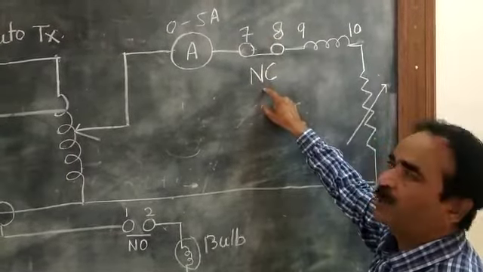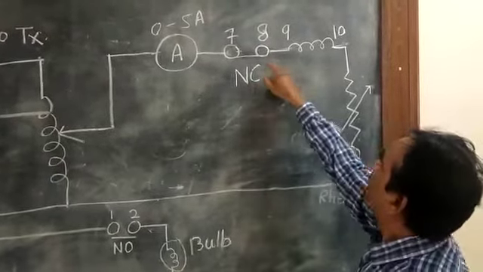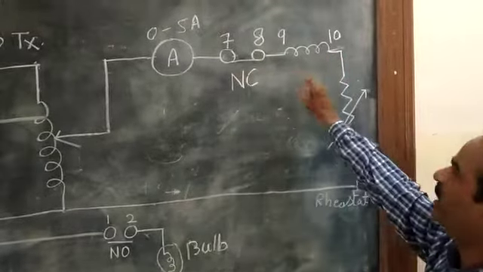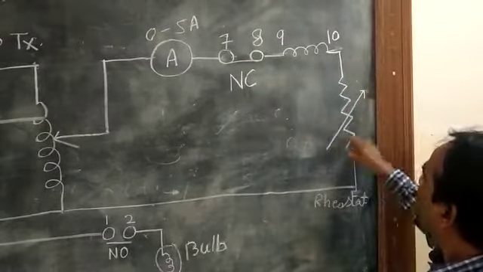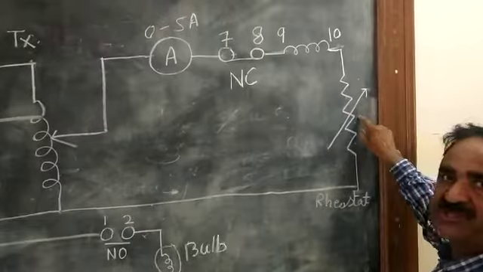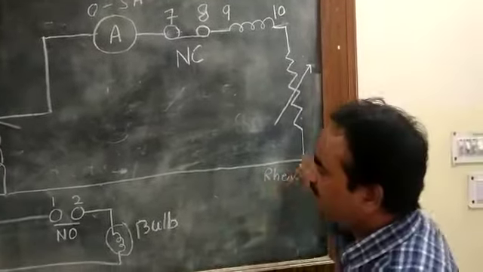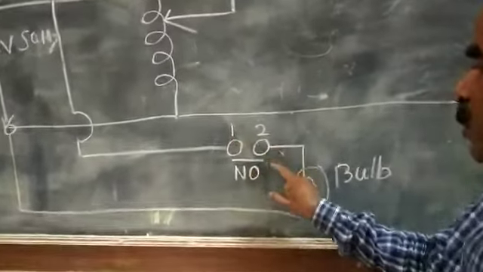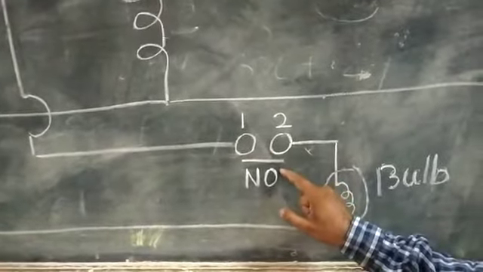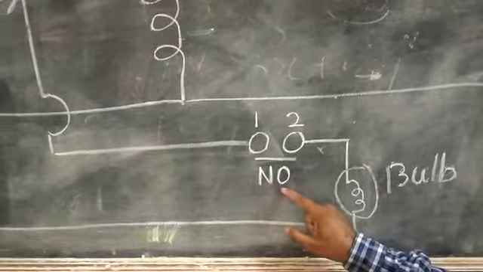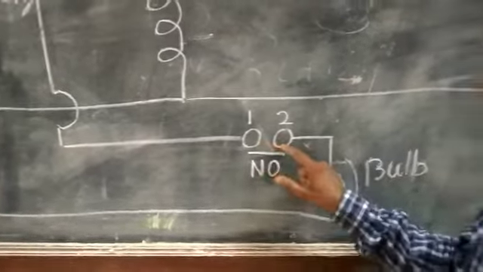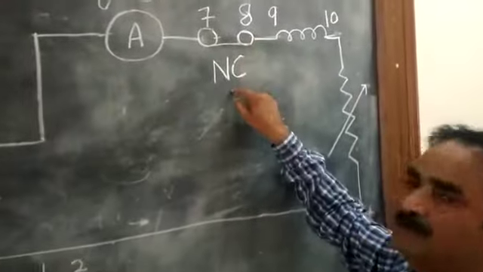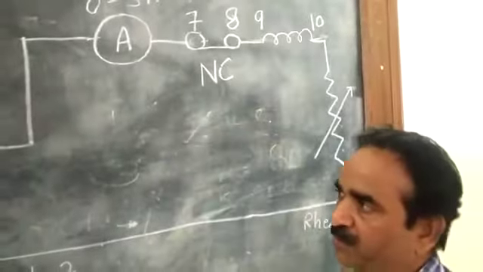NC stands for normally closed. This is 7, 8, 9, 10, the terminal numbers of the relay. This is the variable resistance or rheostat. This is relay terminal number 1 and 2. This contact is normally open. NO stands for normally open. So here it is not connected, it means normally open. Here it is connected, means normally closed.